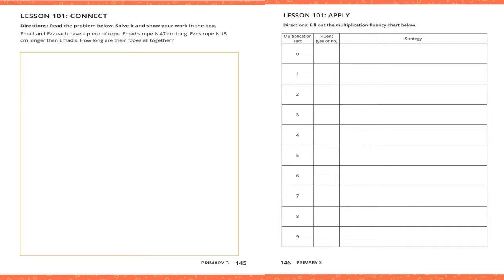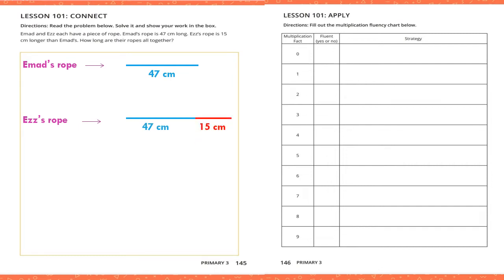Ahmed's rope is 47 cm long. So let's draw Ahmed's rope, 47 cm. Aziz's rope is 15 cm longer than Ahmed's. So to draw Aziz's rope, we will draw Ahmed's rope, 47 cm, then add the longer part, which is 15 cm. So what is the total length of Aziz's rope? We will add 47 plus 15 equals 62 cm.